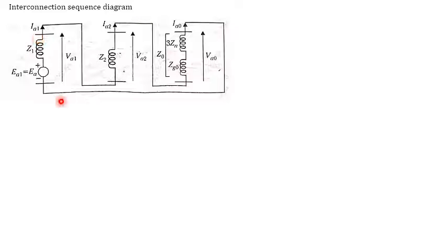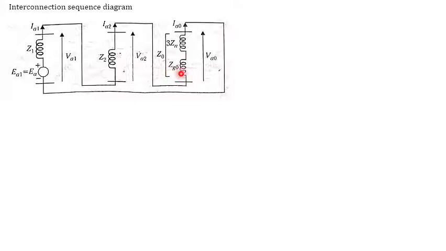This is VA1, this is VA2 and this is VA0. What is VA1? We already understood that it can be written as EA1 minus IA1 Z1. Similarly VA2 is minus IA2 Z2 and VA0 is minus IA0 Z0. So VA1 is EA1 and Z1, the current is IA1. Similarly for VA2 it is Z2 and IA2, and for VA0 it is Z0 and IA0.